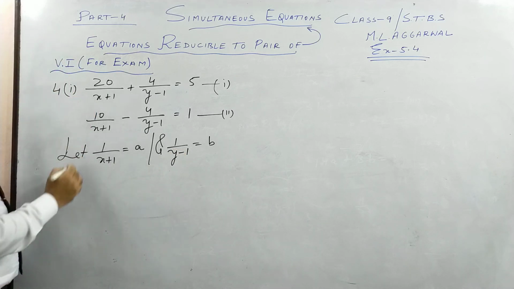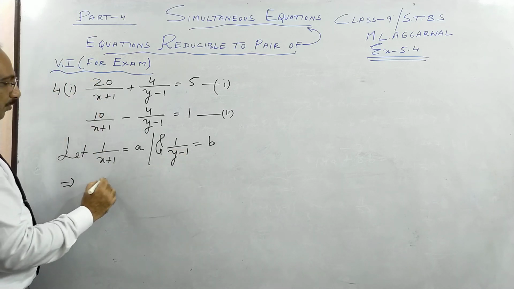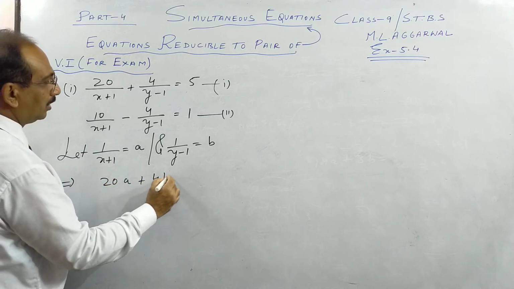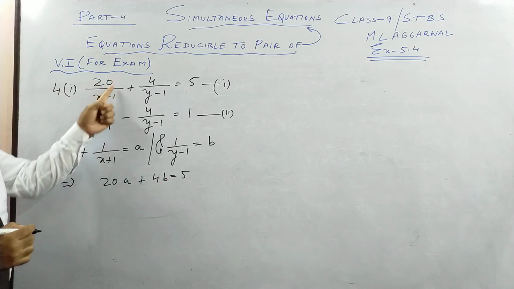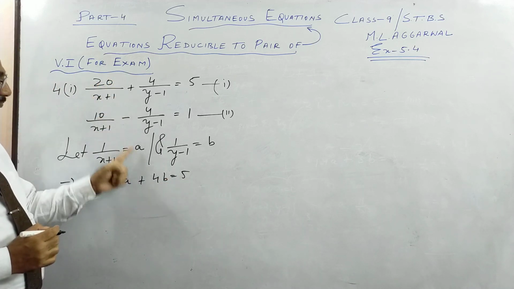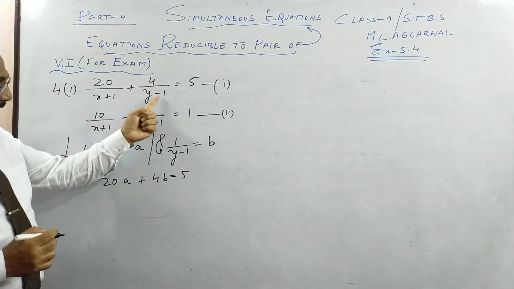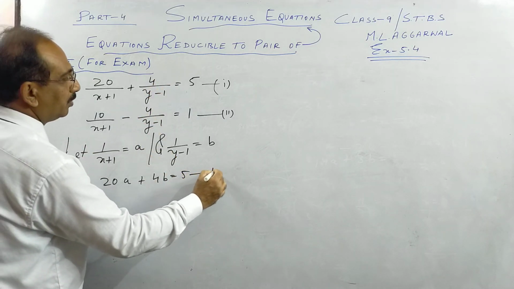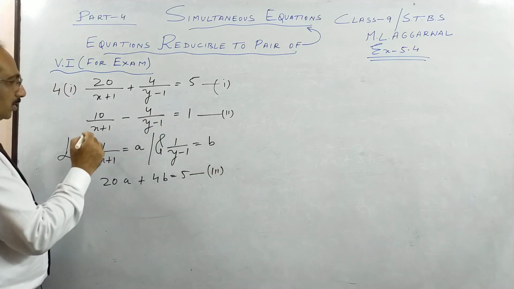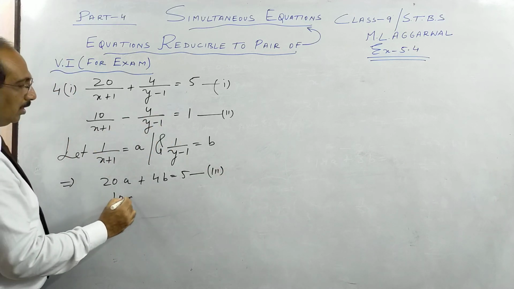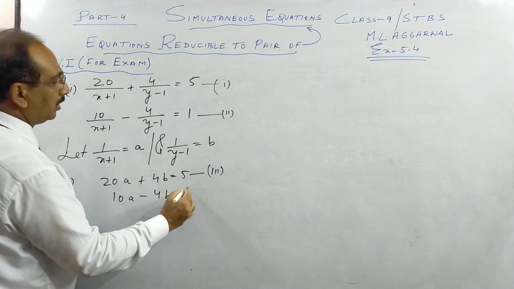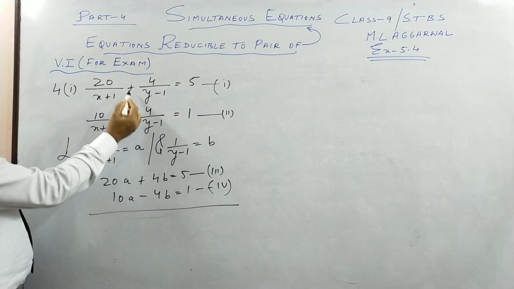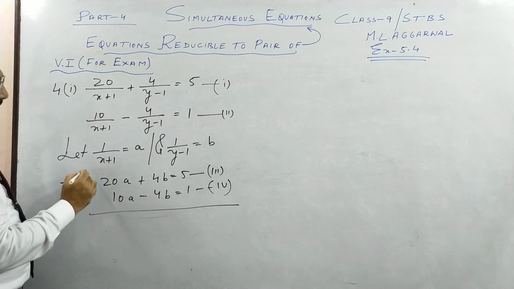So what happens to equation 1? 20a plus 4b is 5, where 1 by x plus 1 is A and 1 by y minus 1 is B. In the same way, equation 1 becomes equation 3, and equation 2 becomes 10a minus 4b is 1. Now you see a plus and a minus sign, the same coefficient, so you add them.